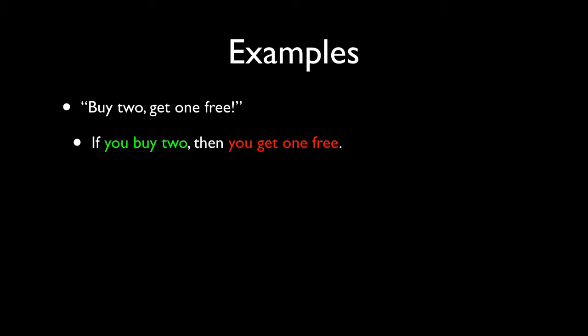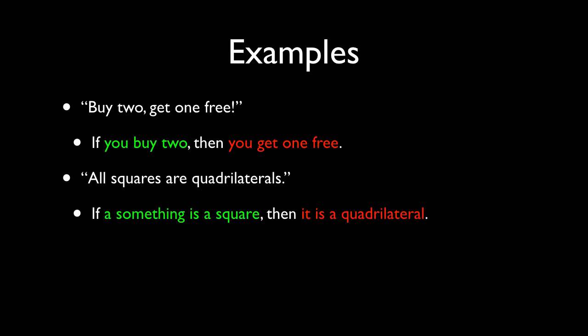Let me give you a few examples. If you see the statement buy two, get one free, you can rewrite that as a conditional: if you buy two, then you get one for free. Likewise, all squares are quadrilaterals. We can turn that into an if-then. You could say if something is a square, then it is a quadrilateral.